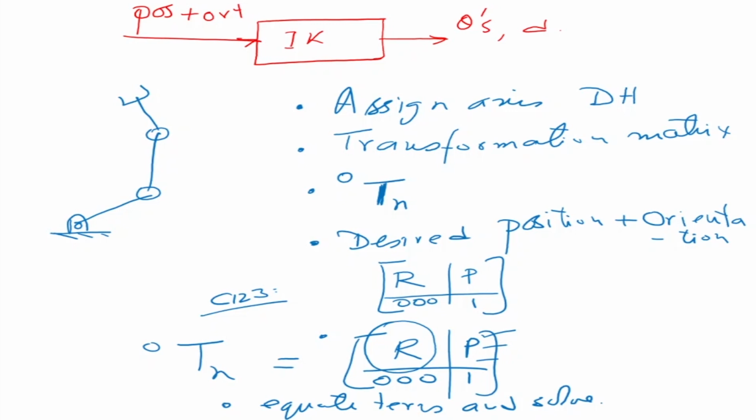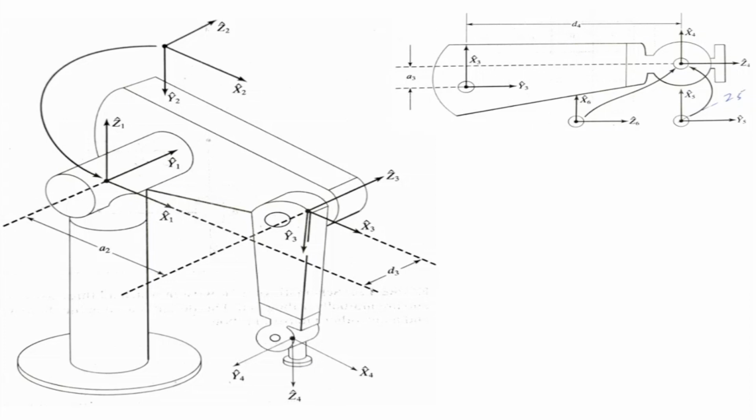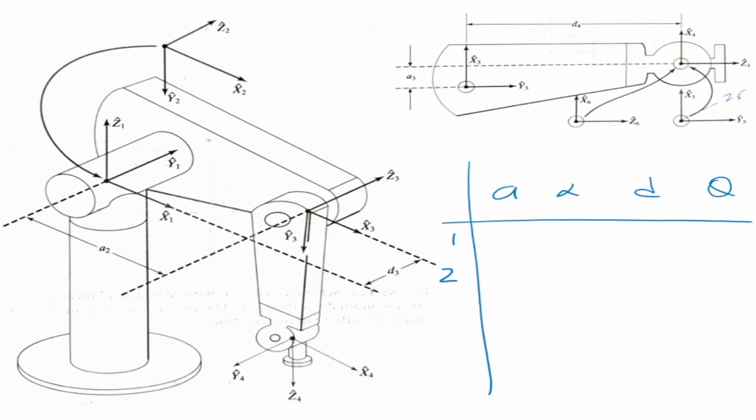Now let's look at the case of the PUMA robot, which is a 6 degree of freedom robot. The first thing we do is assign our axes. The axes have been assigned. In the forward kinematics I explained how the axes were assigned, and then we make our DH parameter table with A, alpha, d and theta, and there are 6 rows: 1, 2, 3, 4, 5 and 6.